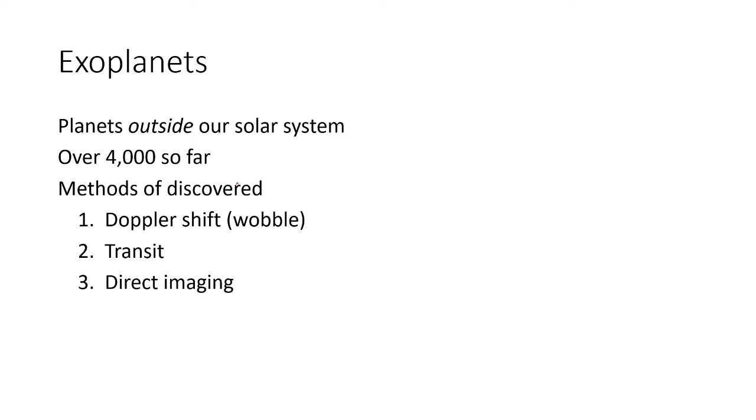Now, we spent a lot of time in earlier videos looking at the planets in our solar system. But are there planets outside our solar system? Yes, those are called exoplanets. Exo, like exit, means outside. We've discovered over 4,000 so far, probably more since this video was recorded. Well, how do we do this? There's 3 ways. And the first is a Doppler shift.